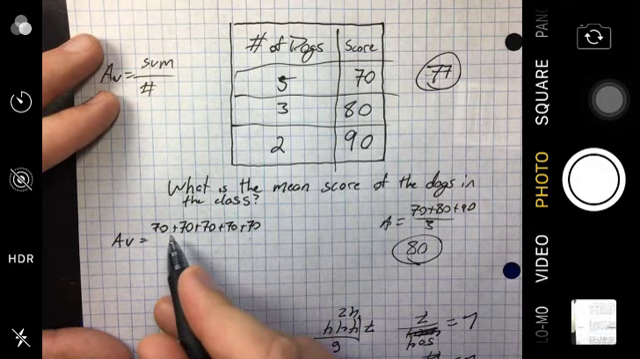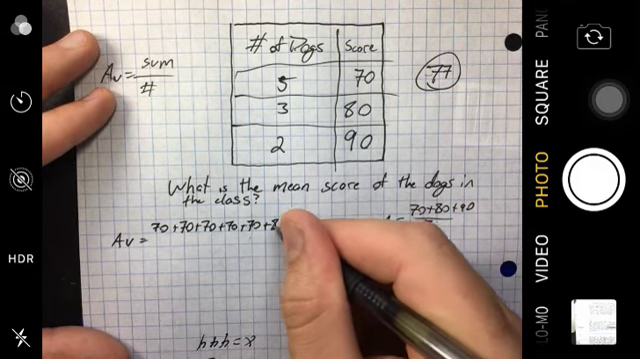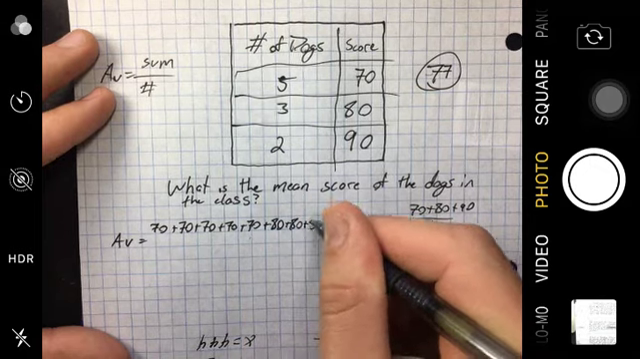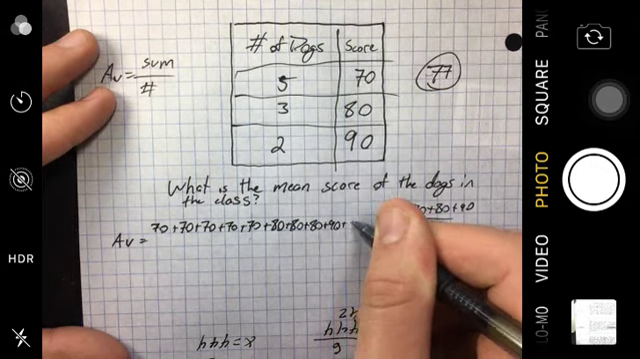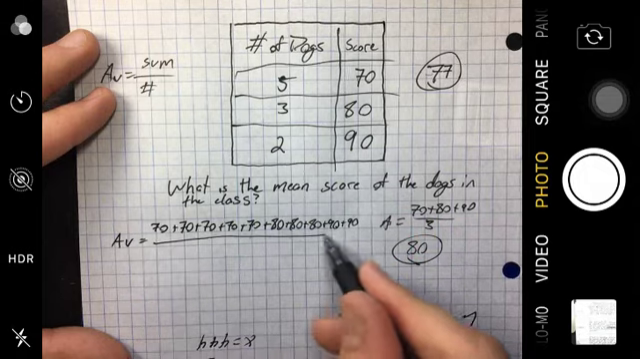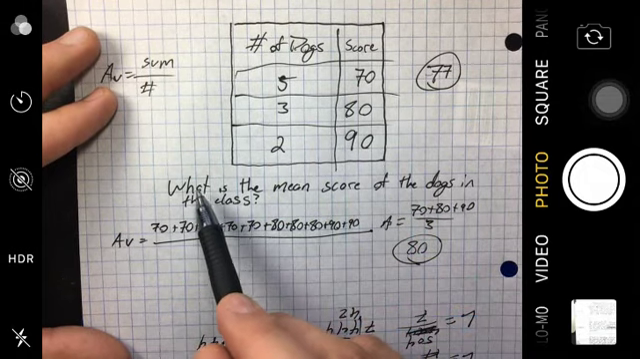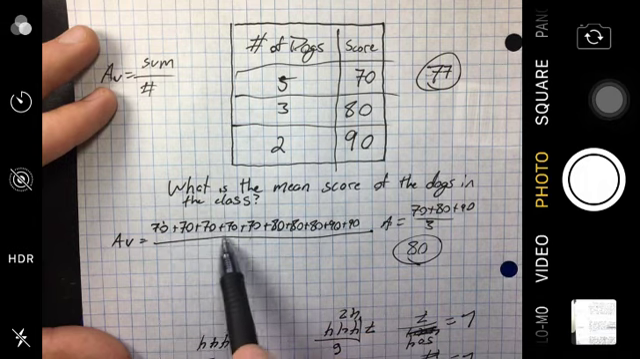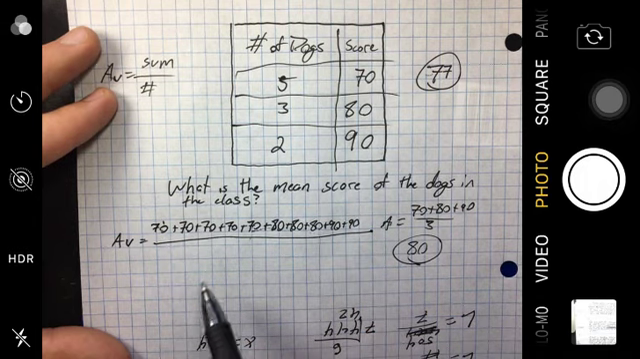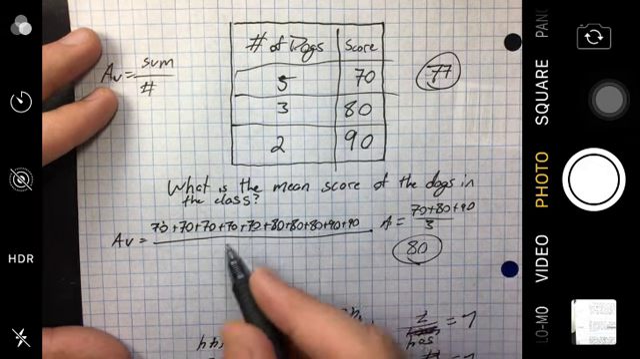So 5 dogs got 70s, 3 dogs got 80s, 2 dogs got 90s, and who has the addition here? So I don't have to do the addition. How much is all this? 70, 70, 70, 70, 80, 80, 80, 90, 90. Does anybody know off the top of their head?